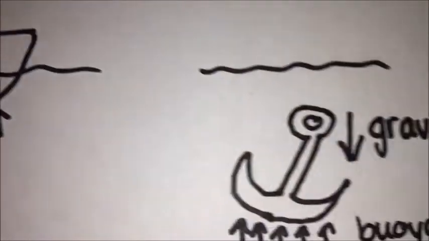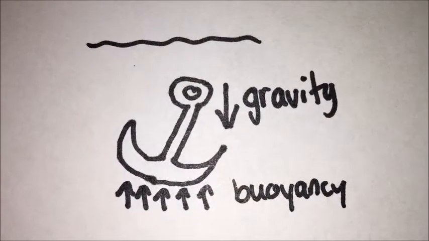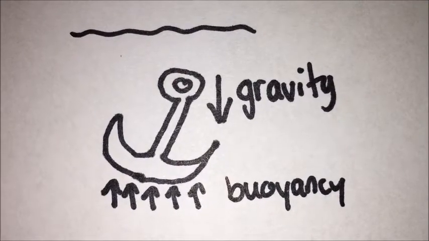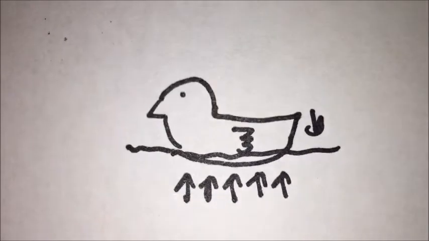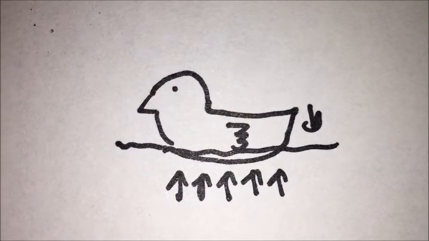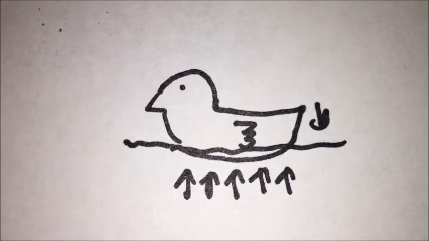Now think about it. If the gravity, the force downwards, is greater than the buoyant force, an object sinks. If, let's take a look at this duck, the buoyant force is greater than the force of gravity, it stays afloat. Which brings us to our next principle, which is Archimedes' principle.